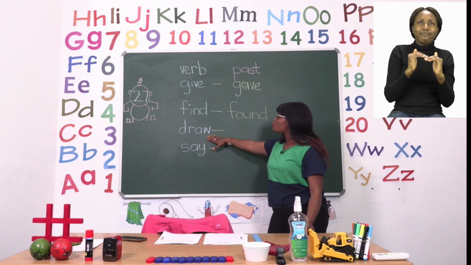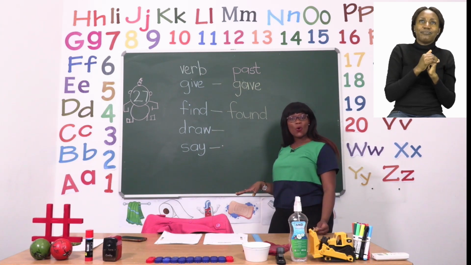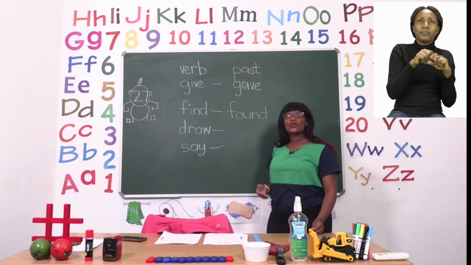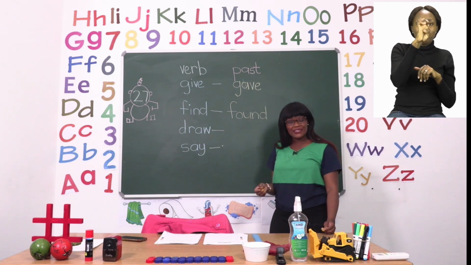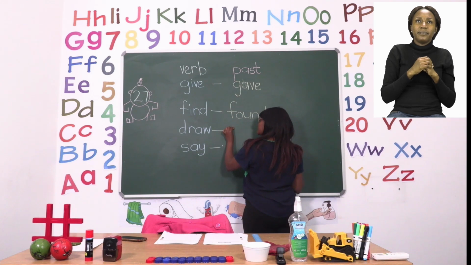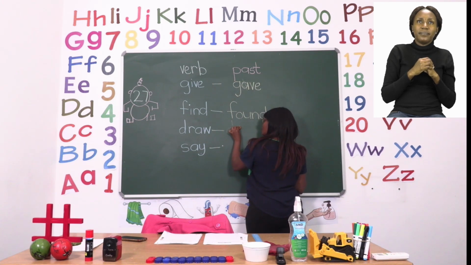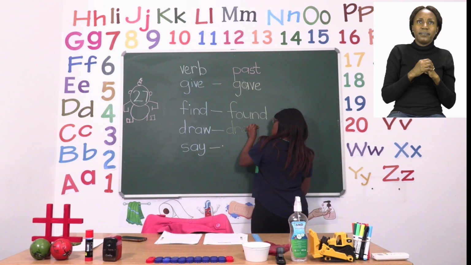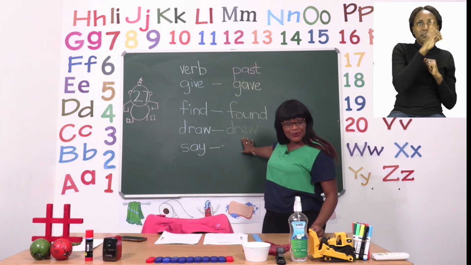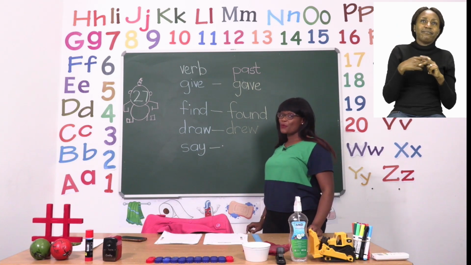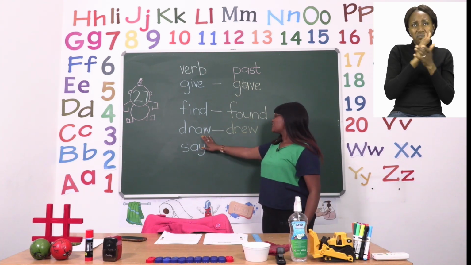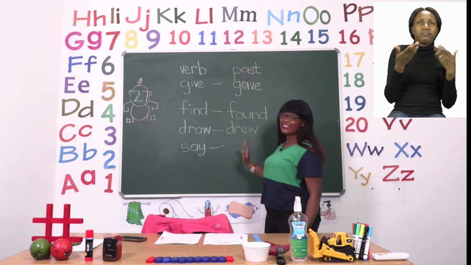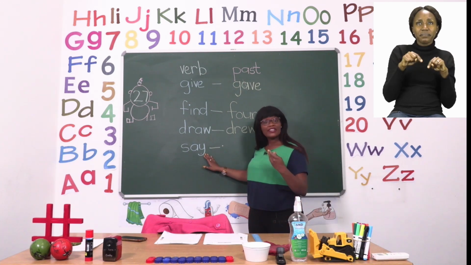Now we are going to draw. He draws the picture. Now if we want to change the word draw into past tense, we have to say he drew the picture. So we're going to write our D is still there, R is still there, but this time we have an E and a W. Drew. I drew the picture. That now makes more sense. So remember, sometimes it's just one letter that changes, other times it's the whole word that changes.